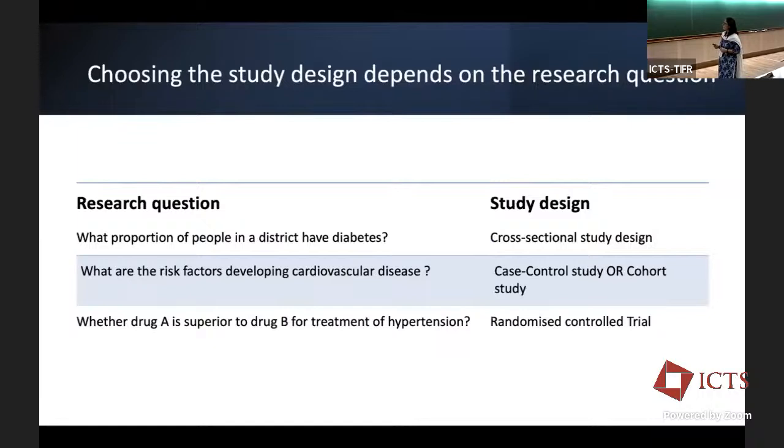So as I said, once you have decided what kind of question you have, then you need to make sure you are picking the right study design. And here are just a few examples. So if you just want to know what proportion of people have a health problem, the data that you will take is more of cross-sectional data. That is, at one time.